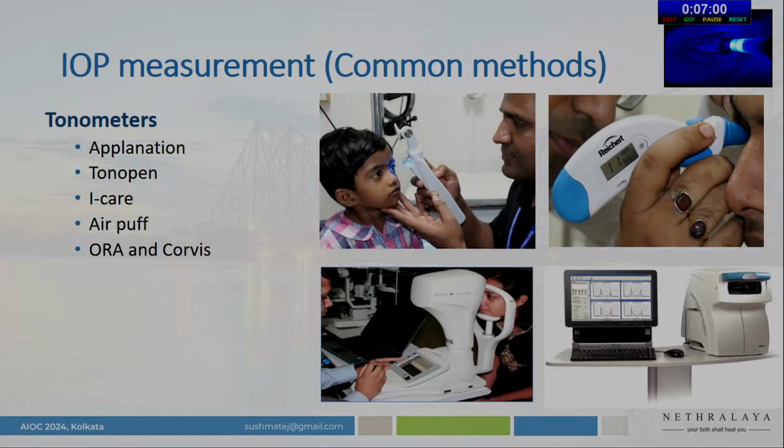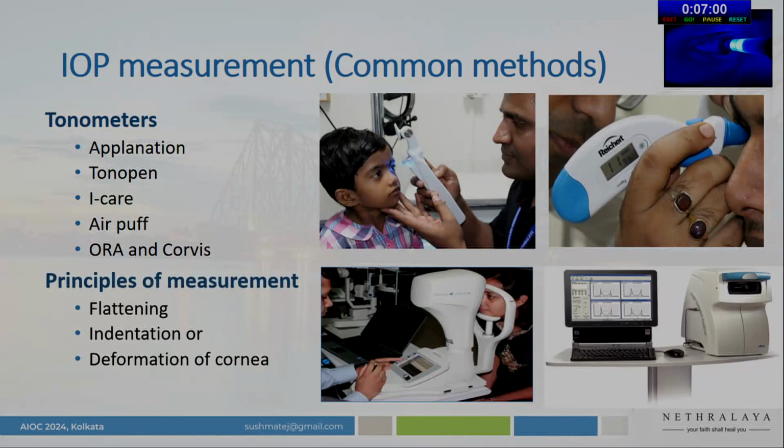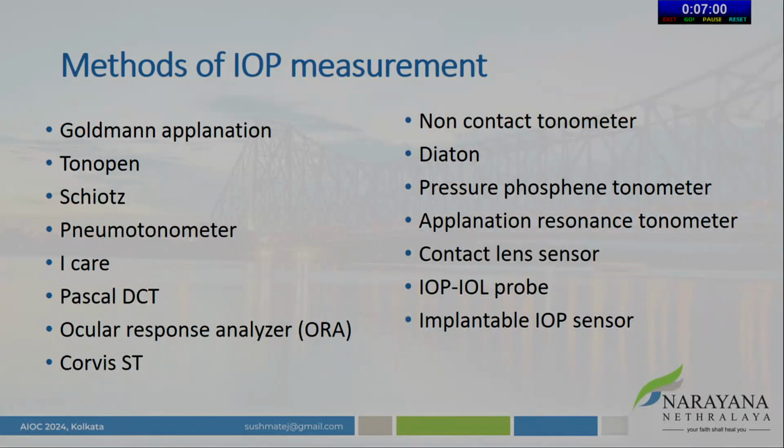I'm going to talk about which tonometer to use for which patient. It's an age-old topic, but let's just revise. These are the common methods that we use for intraocular pressure measurements, and all of us are very familiar with these in the clinics. The principles of measurement are largely flattening, indentation, or deformation of the cornea. So largely we are dependent on the cornea for measurement of intraocular pressure.